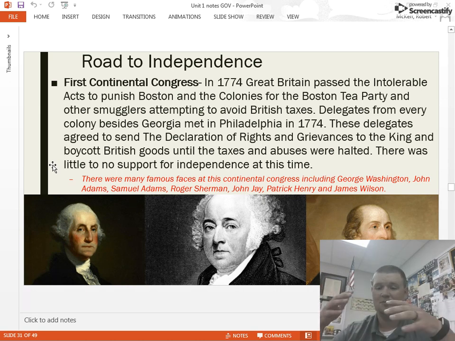The king laughed at this. Parliament laughed at this. They said, you are our colonies. You are not a part of the United Kingdom. You are colonized and ruled by us. Well, that didn't sit well with the American colonists.